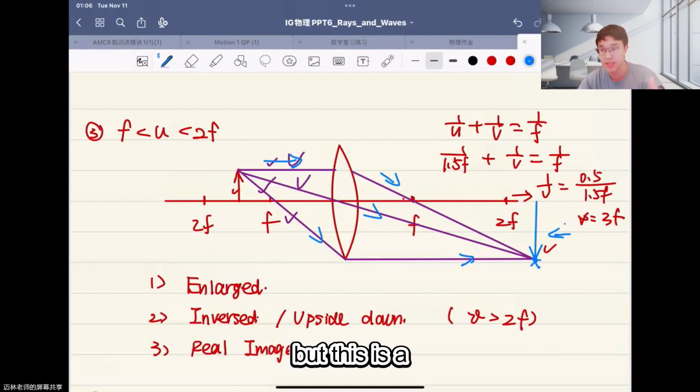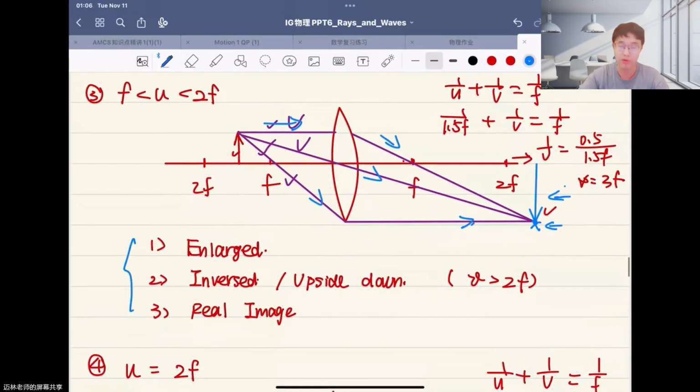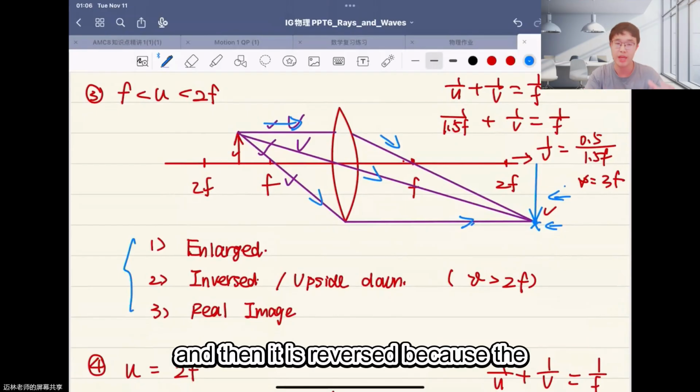Okay, so this is a real object or real image. So we can say here, the blue rays form a real image, a real arrow. Here we can discuss three properties. First, it is enlarged, right? Because it's larger than the object. And then it is inverse, because the direction is very different.